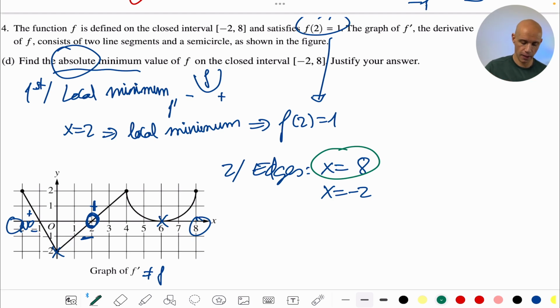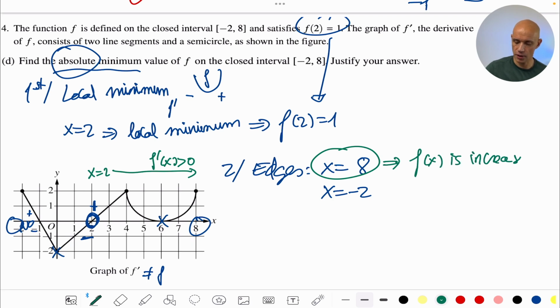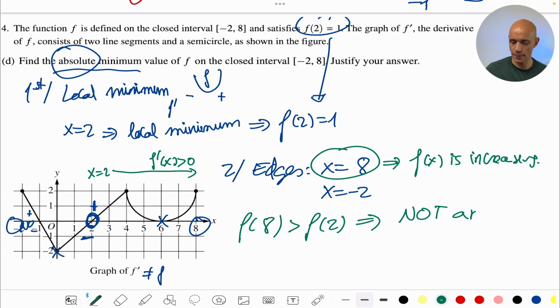So after x equals 2, the derivative is always positive, right? So this means that f is increasing. It's getting larger and larger. Therefore, f of 8 is going to be greater than f of 2. So x equals 8 cannot be an absolute minimum because it's even greater than f of 2. Could be an absolute maximum, maybe.